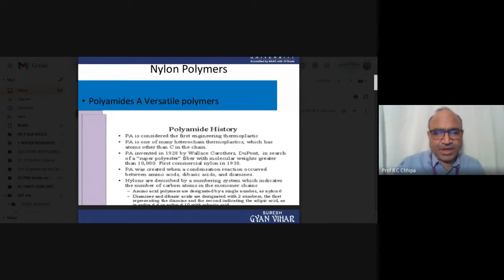So here the polyamides were invented in 1928, about 100 years ago or less, and DuPont, the very great industry DuPont, in search of a super polyester fiber with molecular weight greater than 10,000. So the first commercial nylon was in 1938, before which there was no existence of the polyamides. So polyamides, the nylon, was created when a condensation reaction occurred. Whatever I have discussed, the condensation polymers, the amino acids, and then dibasic acids and diamines are used.